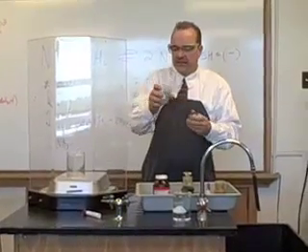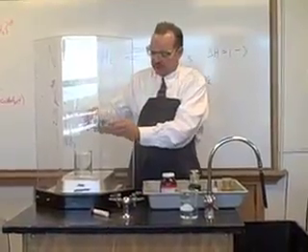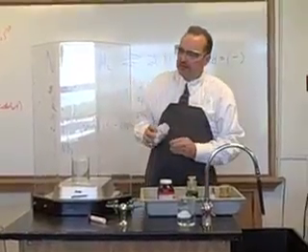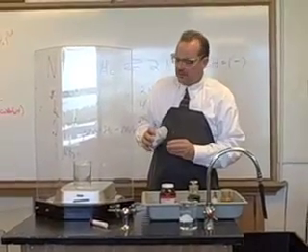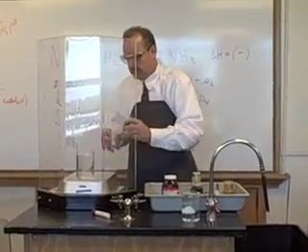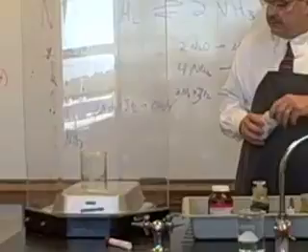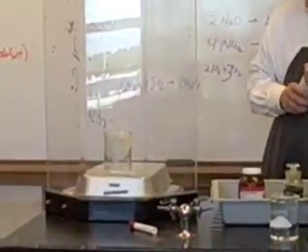In this bottle I have some calcium metal. Calcium is what element on the periodic table? Element 20. It's a 4s2 configuration. I'm putting the calcium in, and you notice that we're getting some bubbles forming.